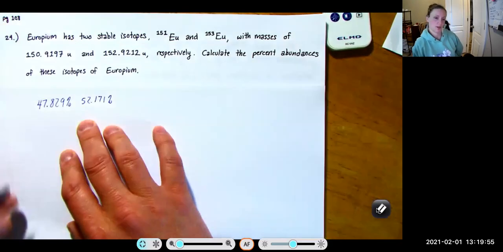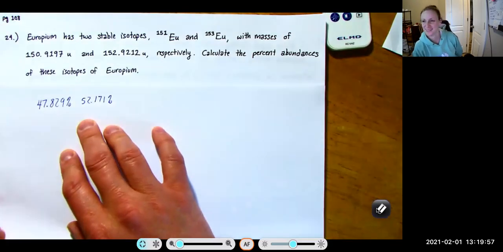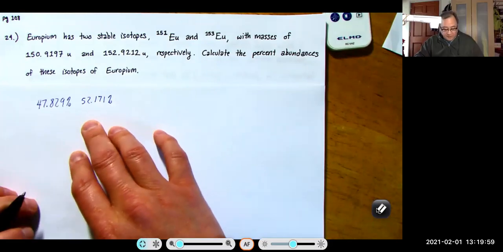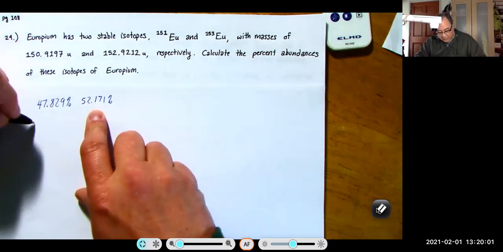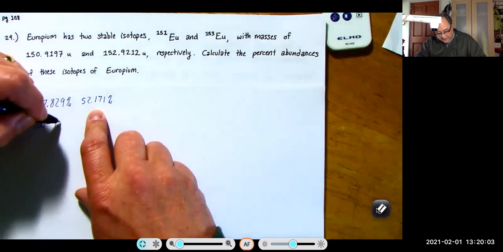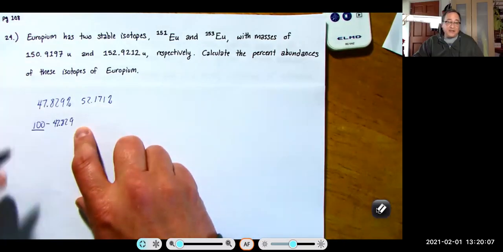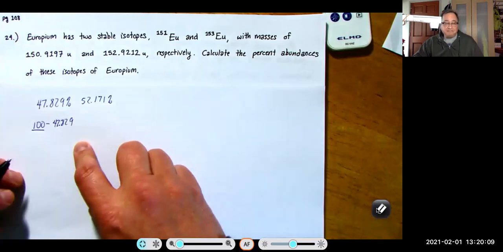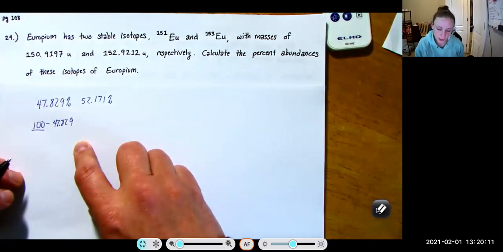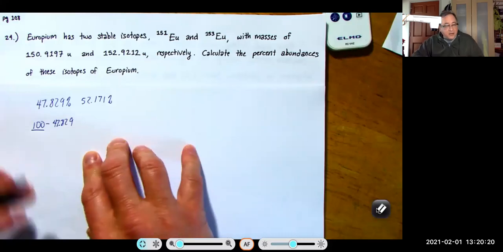Well, that was my question. You get this number by taking 100 and subtracting 47.829. And you have to understand 100 is exact. It's defined. My specific question was, while working it out, I kind of lost track of which isotope was which. Well, it might help you to do this.